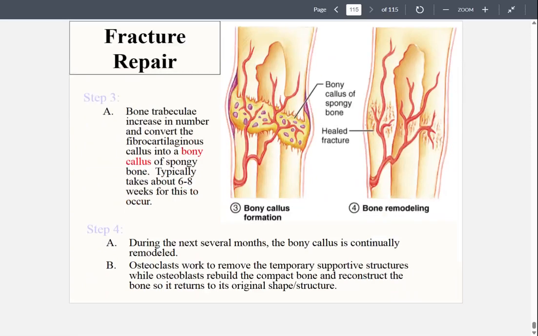That is the end of bone diseases. That is also the end of Unit 5. See you again in Unit 6.